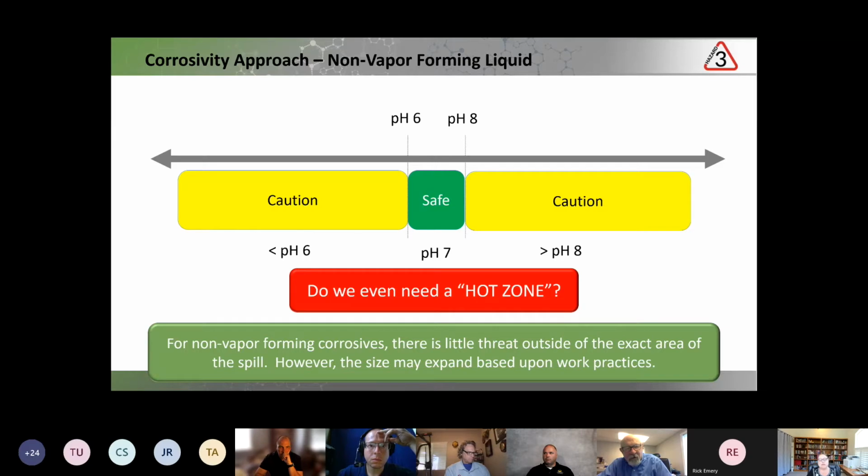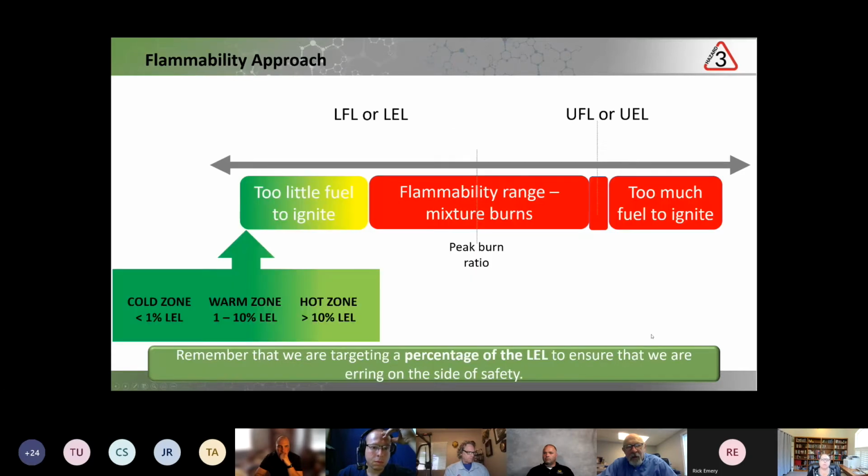So we may need to increase our space of caution, because we don't want anybody to get splattered with what could be something at a higher or lower pH. And so now we have to start thinking about, do we even need a hot zone? And if so, what are the levels? And I'm going to leave that and let Gary Sharp talk about that a little bit more.